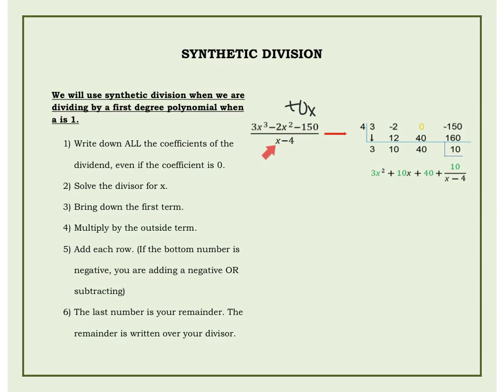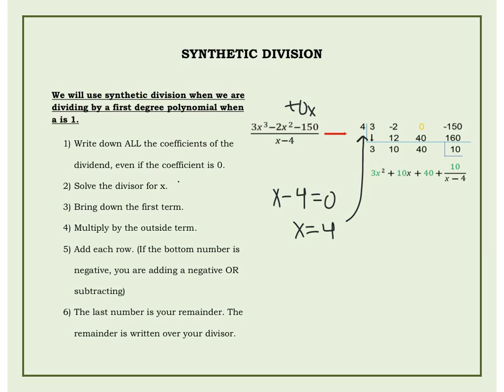The second step is to solve your divisor for x. Your divisor is what you're dividing by. So we need to know what x is equal to. That x minus 4 is very important, but we also need to know what x equals. So x equals a positive 4, and that's the number that's going to go on the outside. Okay? So we did step 2.